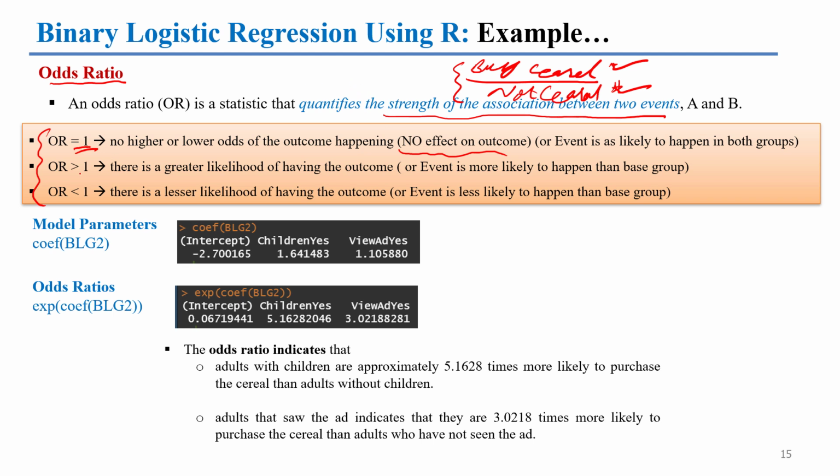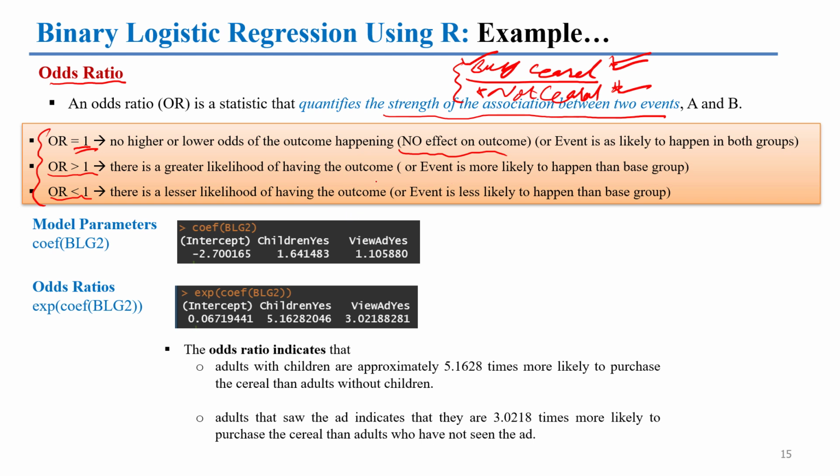Whereas if the odds ratio is greater than 1, then that variable has a higher chance of happening. That means it is more likely that the person is going to buy the cereal compared to not buying the cereal. But if the odds ratio for the particular factor is less than 1, then the person is less likely to buy the cereal compared to not buying the cereal.